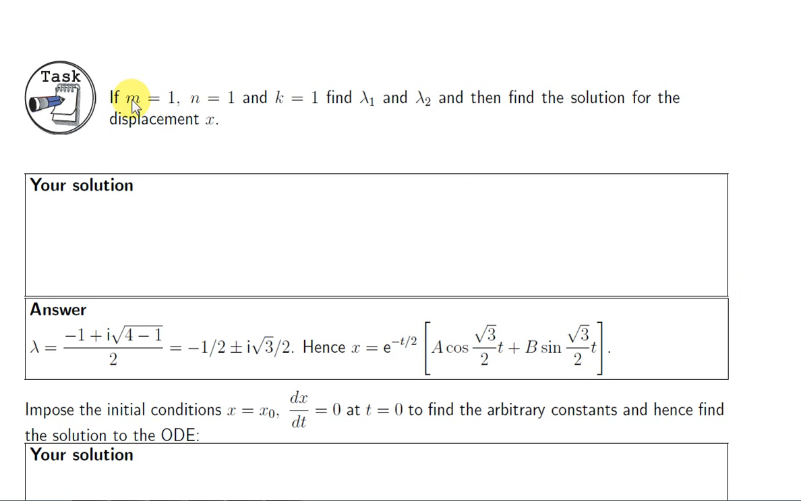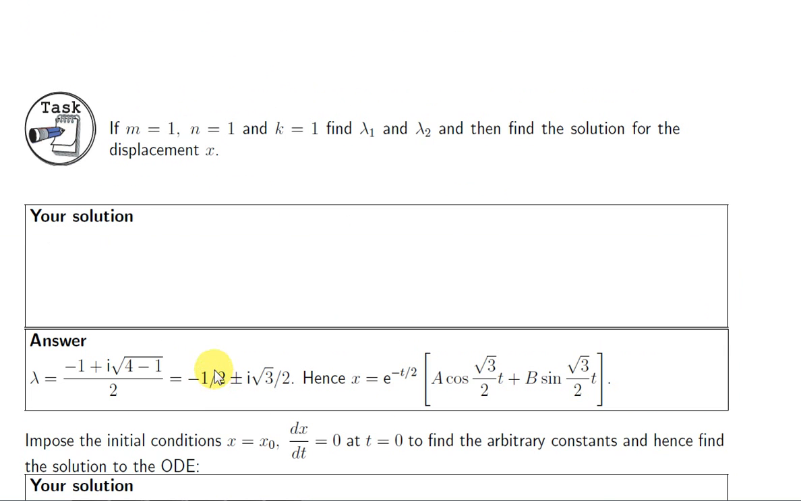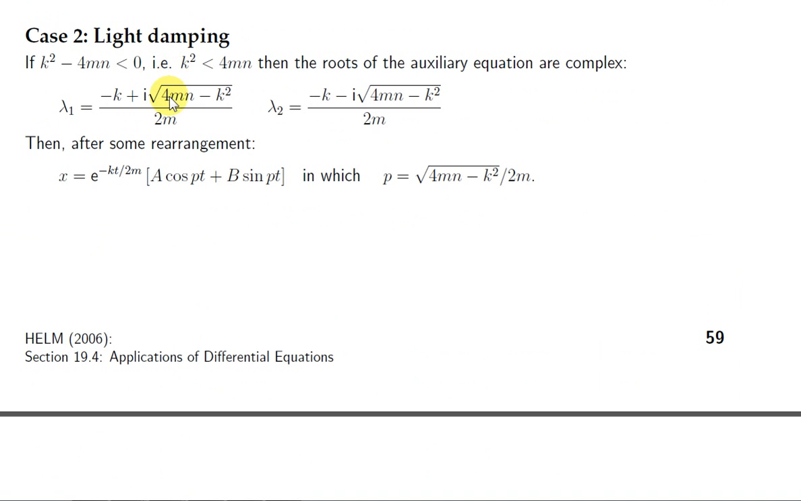Now we're going to give specific values to m, n and k. So we set them all equal to 1. We are going to find lambda 1 and lambda 2, and from lambda 1 and lambda 2 we are going to get the solution of the differential equation. So if we put k equal to 1 and m equal to 1, the real part will be minus 1 over 2. The real part will be minus a half. So that's what we have here. And inside then we have 4 times 1 times 1 minus 1 squared. Well, that's going to be 4 minus 1, which is 3. So we get root 3 over 2 for the imaginary part.